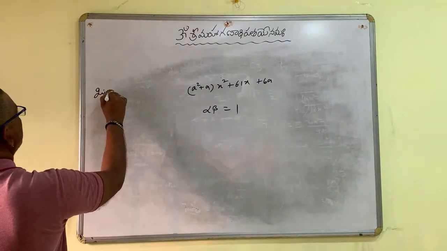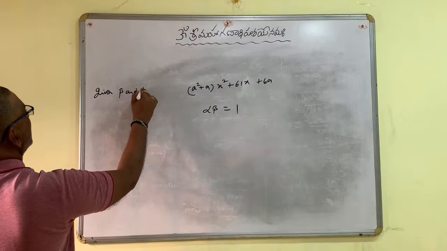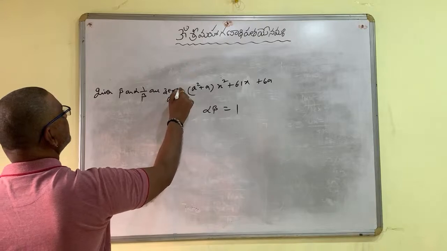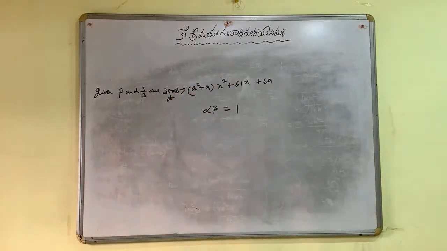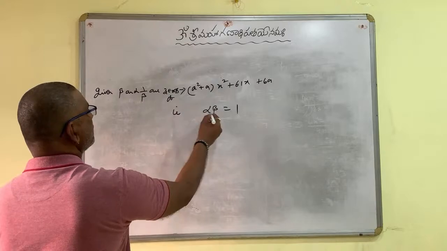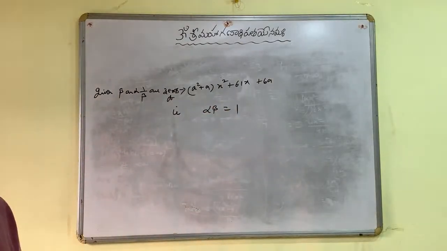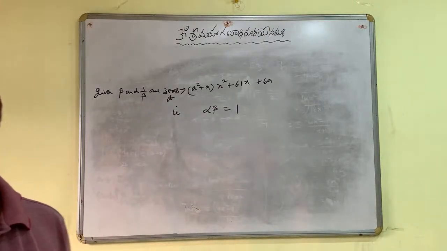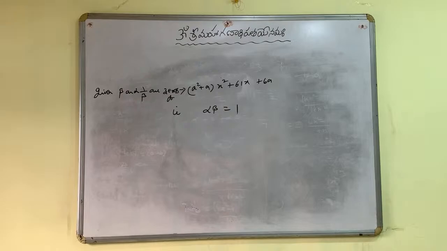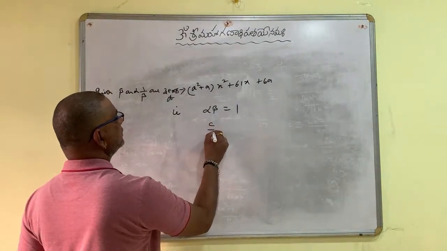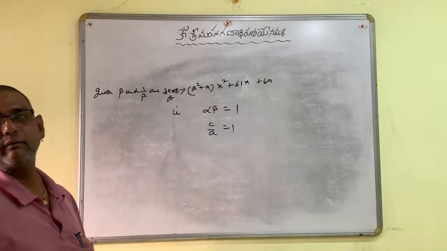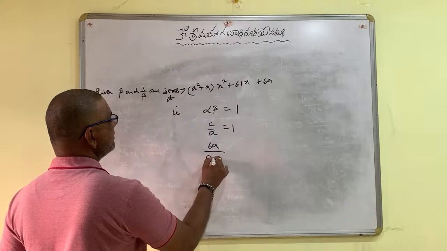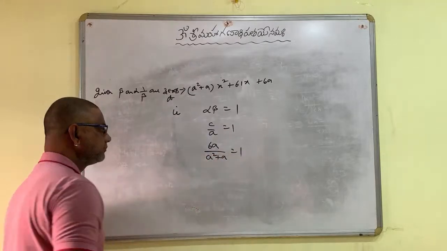Given beta and 1 by beta are zeros of this polynomial. That means product of zeros is 1, because if you observe beta and 1 by beta, they are reciprocals of each other. What is the product of zeros? C by A is 1. What is C? 6a. What is A? a square plus a. So 6a by (a square plus a) is 1.